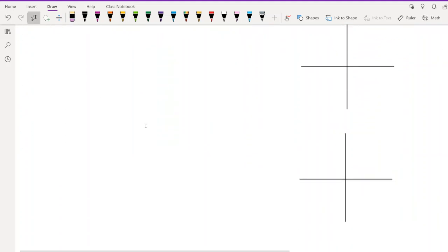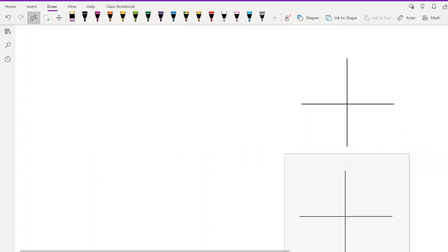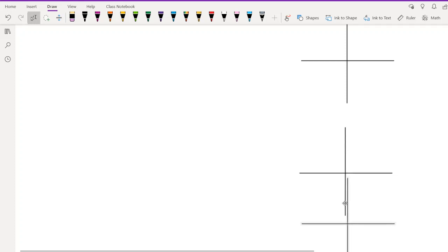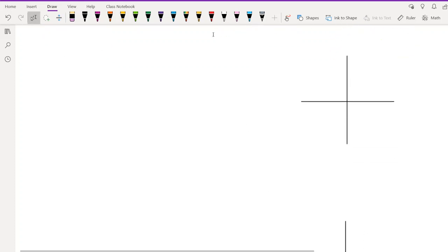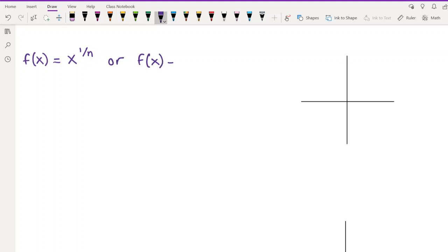Okay, so the next one we're going to look at is in some ways the opposite of the ones that we just did. So these next ones are functions of the form f of x is equal to x to the 1 over n. Or another way of writing that would be, actually, let me write this below, the nth root of x.